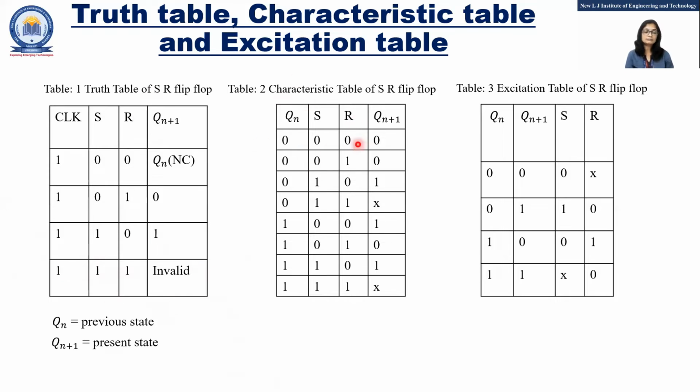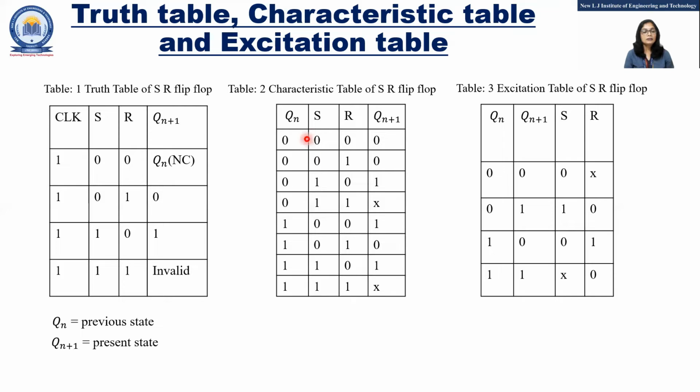Now come to this table, characteristic table. To write this characteristic table, we will use this truth table for our reference. Here you can see in this truth table, to define this present state, we are using previous state, Qn. So in this characteristic table, we will use Qn as an input, because to define this Qn plus 1, we are using previous state, that is Qn, and both the inputs, that are S and R. So 3 inputs are there in characteristic table: Qn, S, R. Qn plus 1 is the present state.